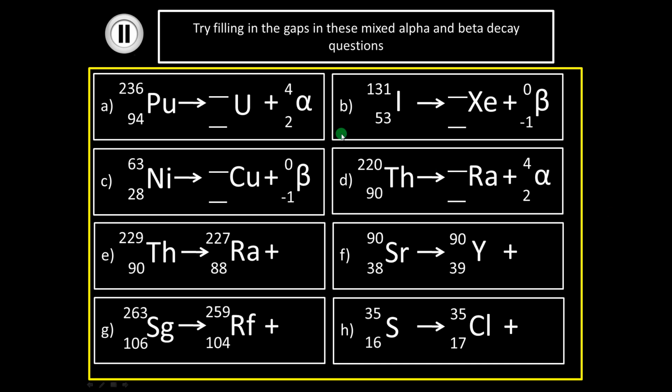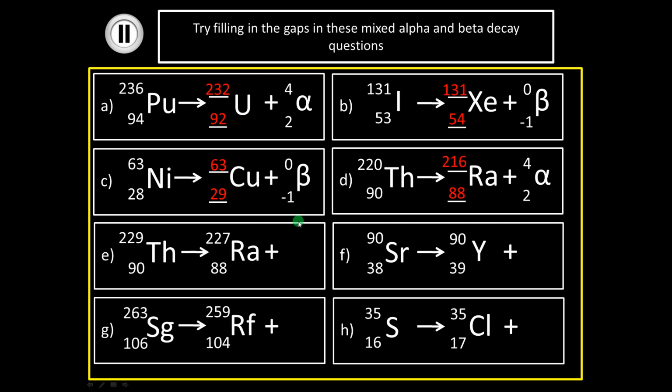Okay, so let's go through. Alpha decay here, so we're going to lose 4 from the top and 2 from the bottom: 4 from the mass number, 2 from the proton number. For part B, beta decay, mass number unchanged, proton number up by 1. C, beta decay again, same thing. D, alpha decay, lose 4 from the mass number, lose 2 from the proton number.